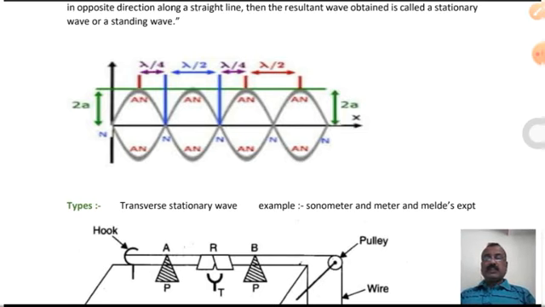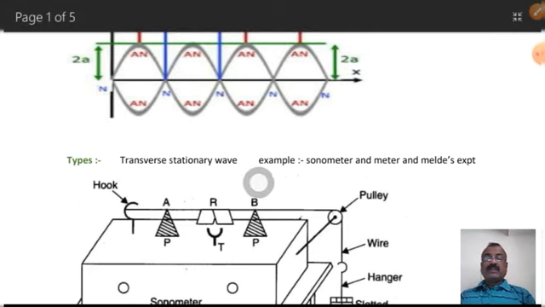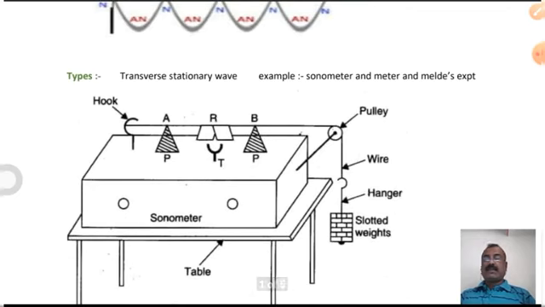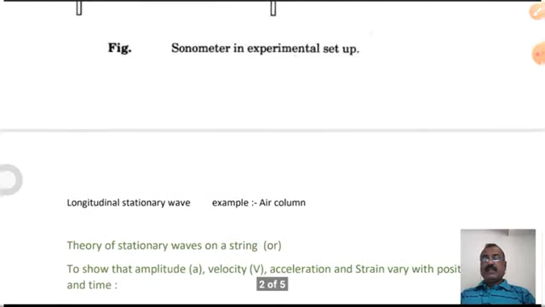There are two types of stationary waves. One is known as transverse stationary wave. The other one is known as longitudinal stationary wave. Let us consider the transverse stationary wave. The example for the transverse stationary wave is the Sonometer and Melde's experiment. Sonometer is the experiment which we have studied in PUC, and Melde's experiment which we are going to study in the same semester. That is known as transverse stationary wave.